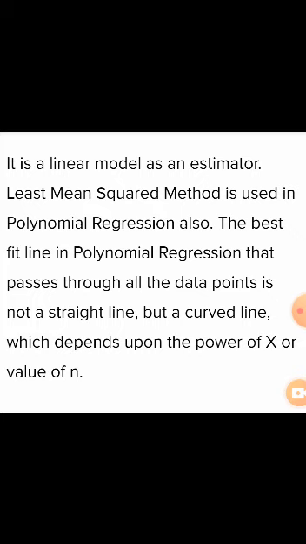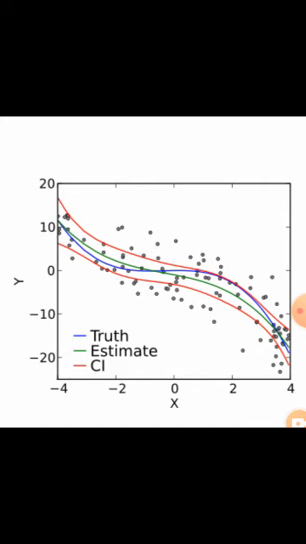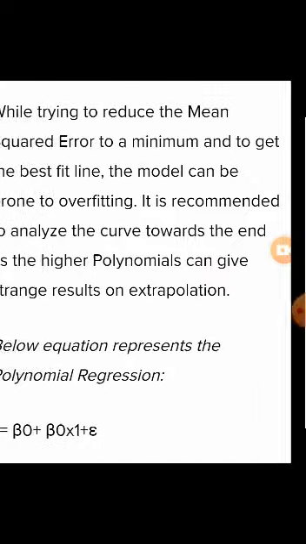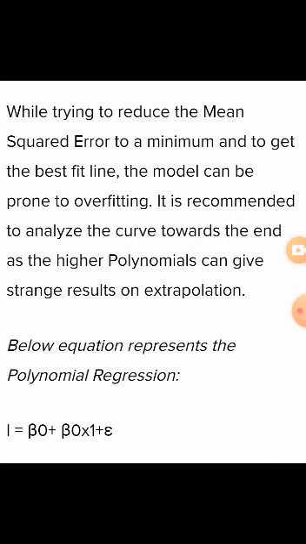The best fit line in polynomial regression that passes through all the data points is not a straight line but a curved line, which depends upon the power of x or the value of n. Here is the graph to represent polynomial regression. While trying to reduce the mean squared error to a minimum and to get the best fit line, the model can be prone to overfitting. It is recommended to analyze the curve, as higher polynomials can give strange results on extrapolation. Below is the equation that represents polynomial regression.